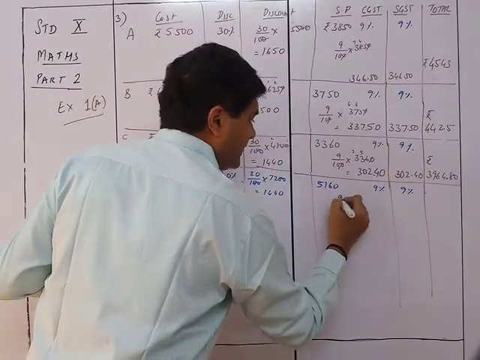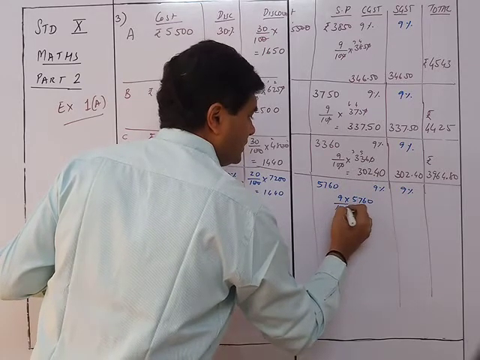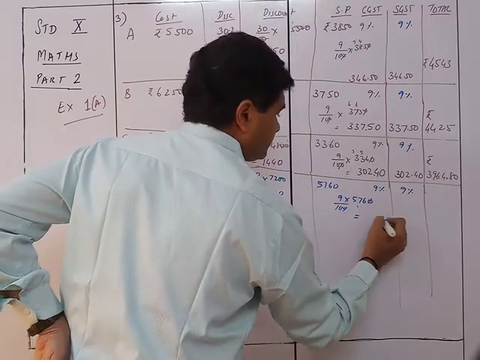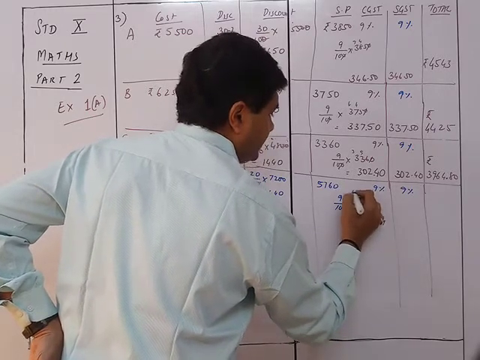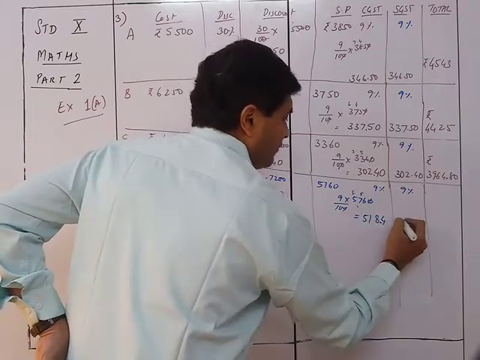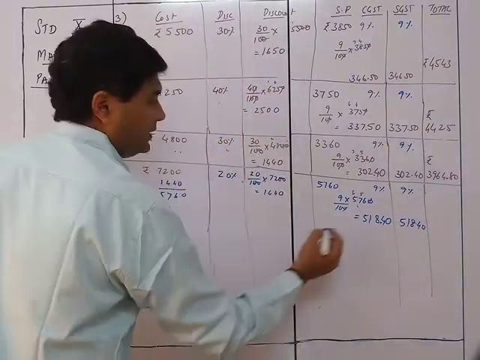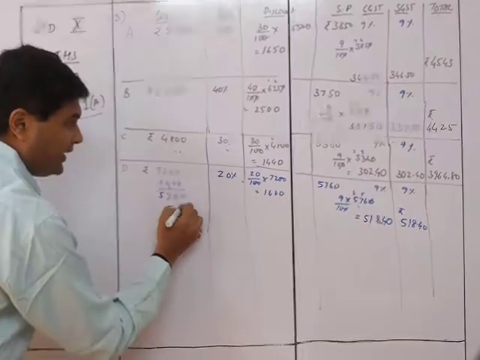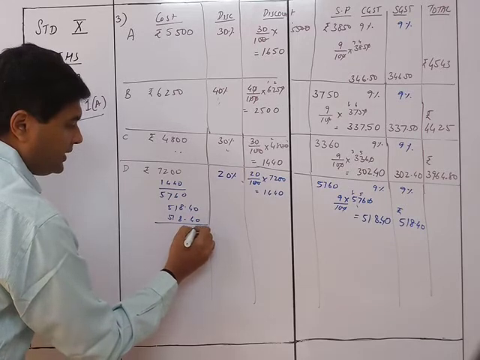That will be 9 into 5760 upon 100. So that gives us 9 6 are 54, 63 plus 5 is 68, and then 45 plus 6 is 51. So that will give me 518.40. So that is the taxation. So it will be 5760 plus 518.40 plus 518.40. Accordingly, it will be 80 paisa.